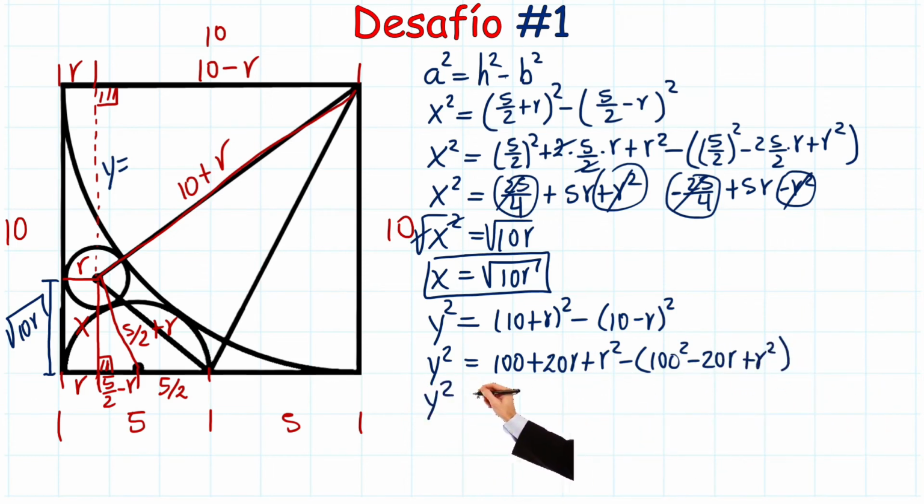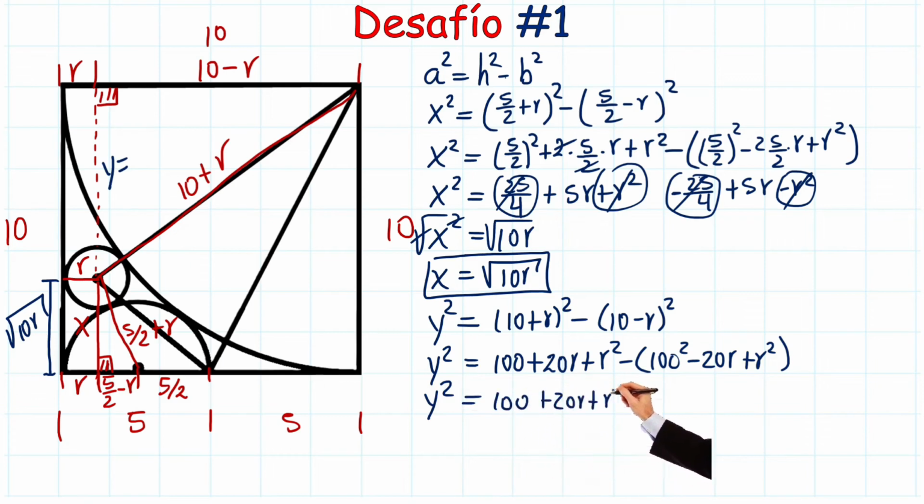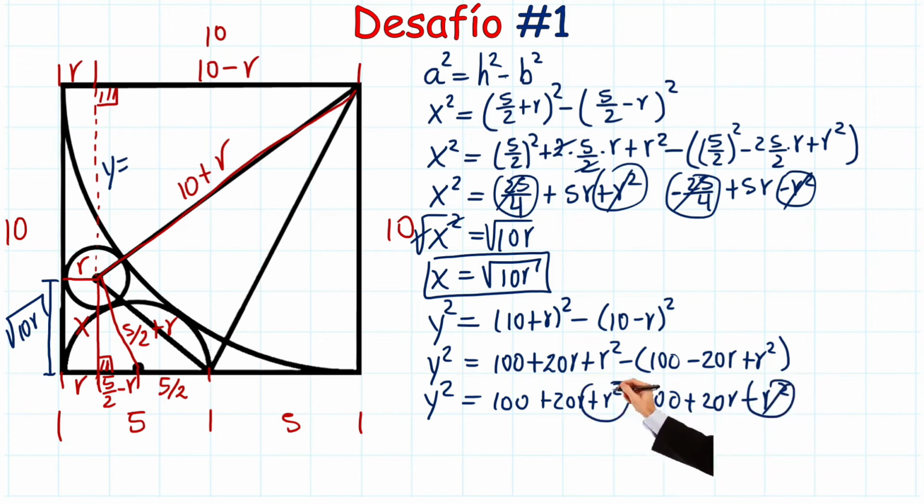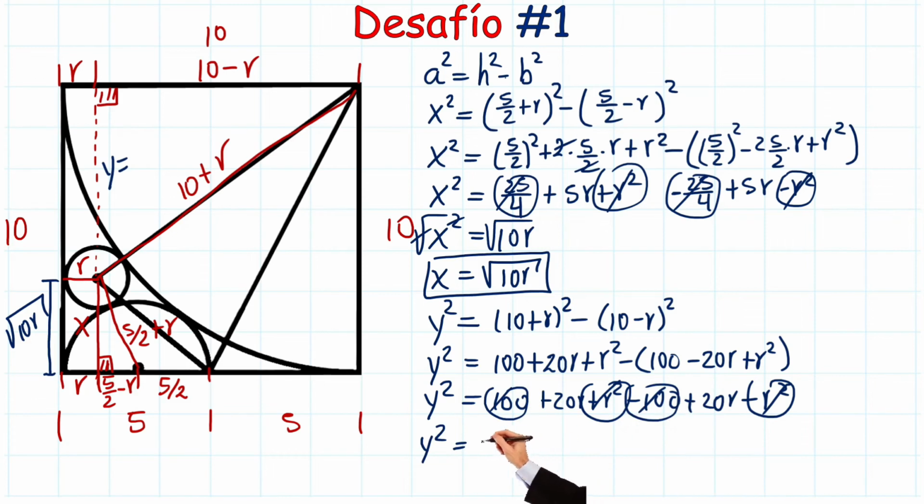Really good. We have y squared equals 100 plus 20r plus r squared. And minus times plus gives minus 100; this is not squared, but just 100 less. And minus times minus gives me plus 20r, and minus times plus gives me minus r squared. We eliminate this with this here, and over here we have 100 negative and 100 positive. They also cancel out. And we have that y squared is going to be equal to 40r.